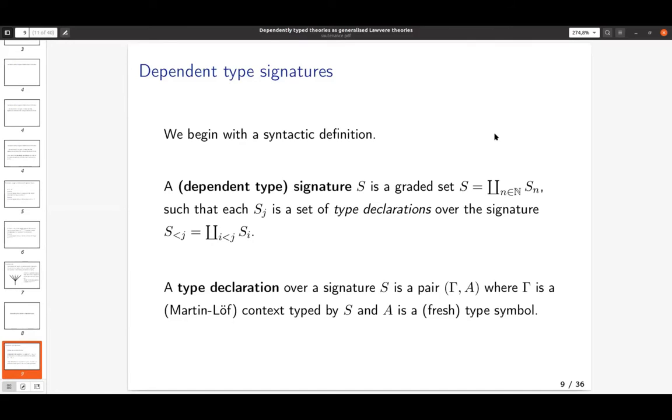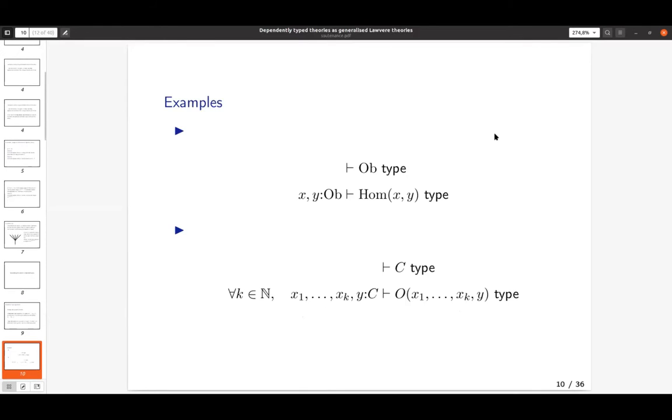And what is a type declaration? So that's a mutually inductive definition. A type declaration over a signature is a pair of a context that is typed by the signature S and a fresh type symbol. So essentially introducing a new type symbol that is typed by a context of the signature. I'm not going to get into details about what contexts of a type theory are, but all of this is just in the standard Martin-Löf way of defining what contexts of a type theory are.